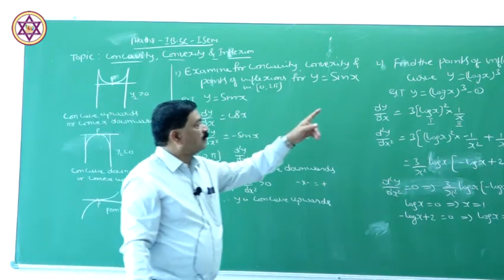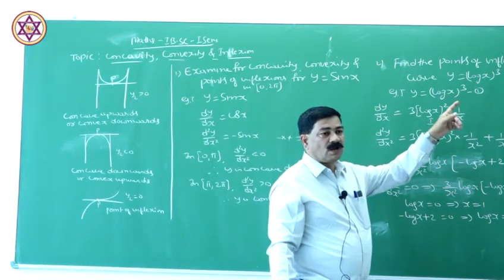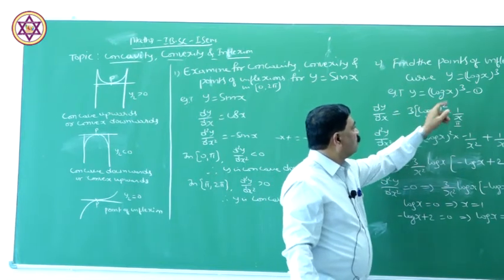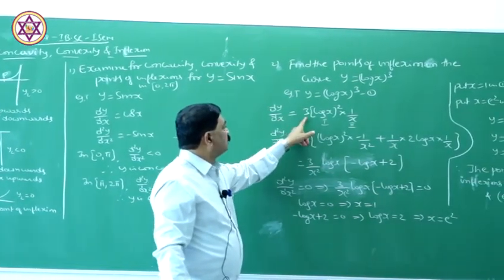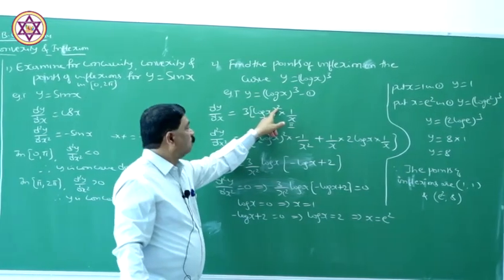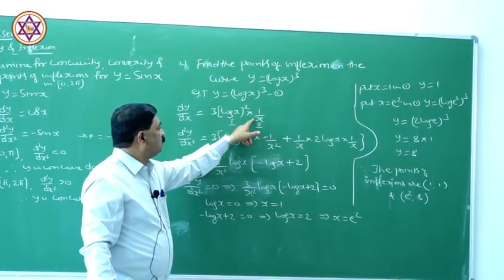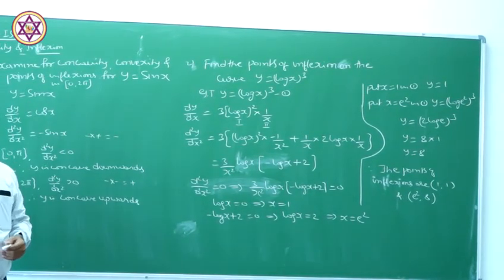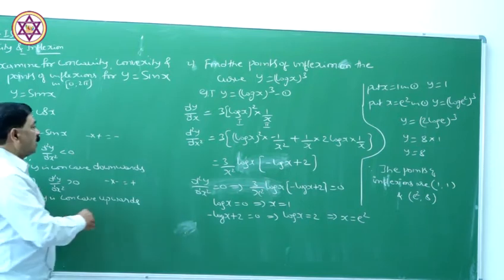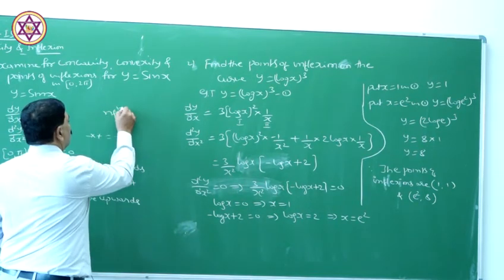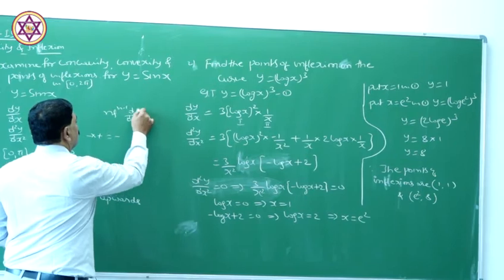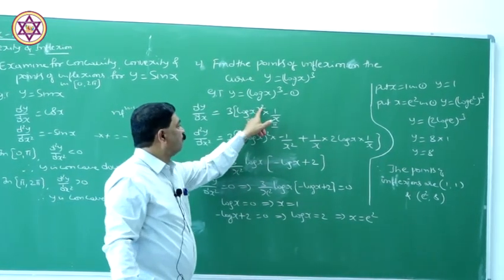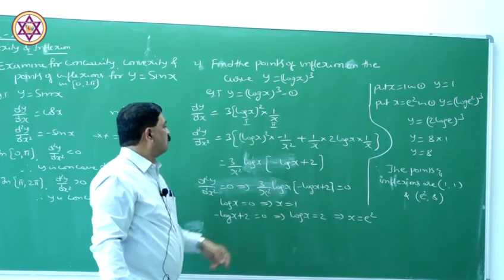Next, find the points of inflection on the curve y is equal to (log x) whole cube. Differentiate this one: 3 (log x) whole power 2, since 3 minus 1 is 2, times the derivative of log x, which is 1 by x. We know the derivative of f to the power n is n f to the power n minus 1 into d by dx of f. I am using this formula: 3 (log x) squared into the derivative of log x, which is 1 by x.